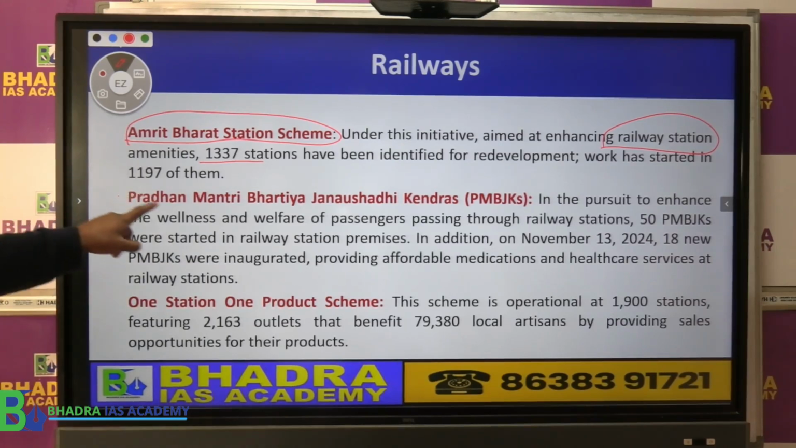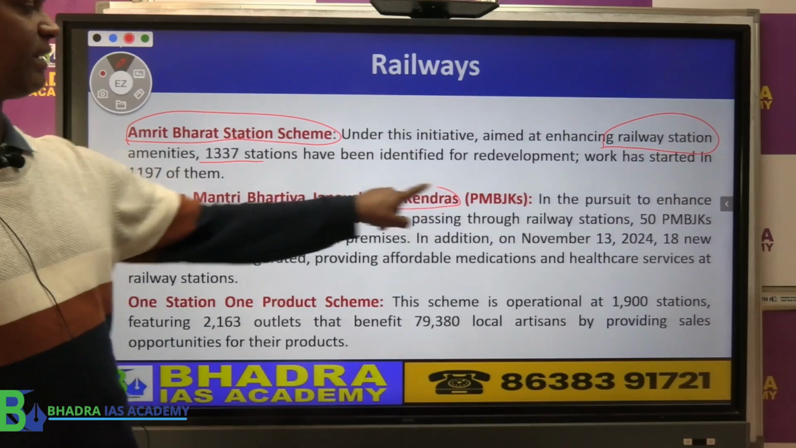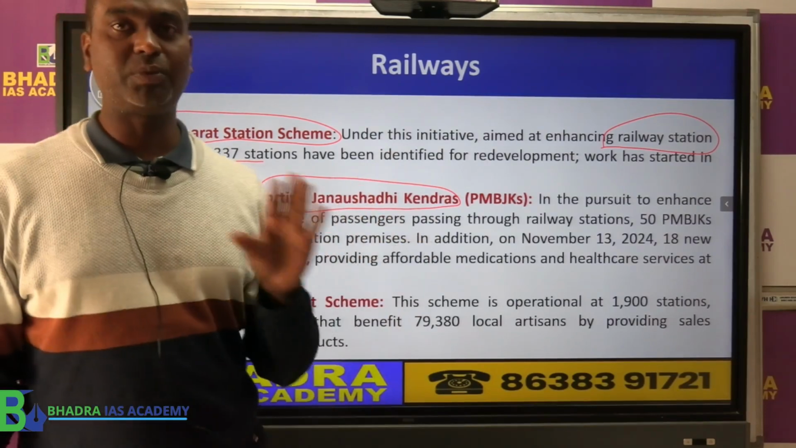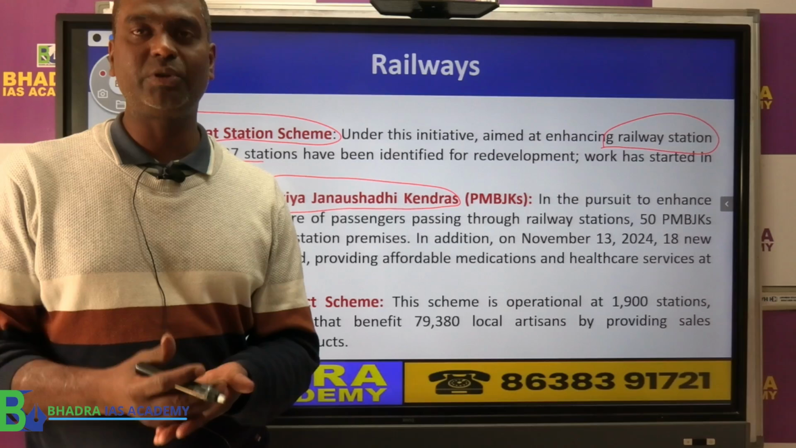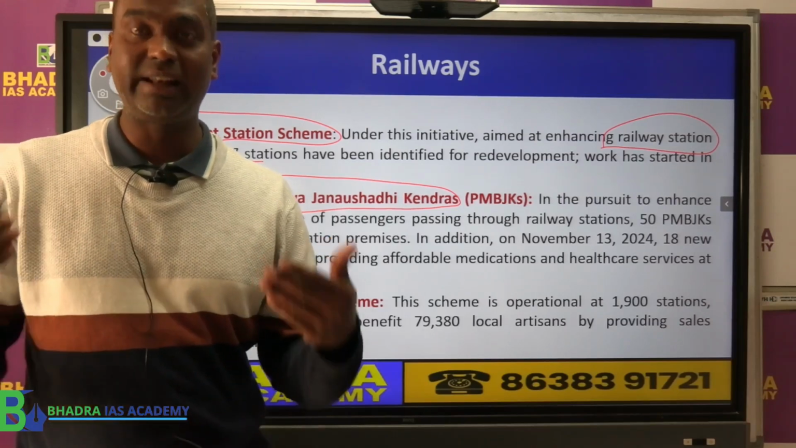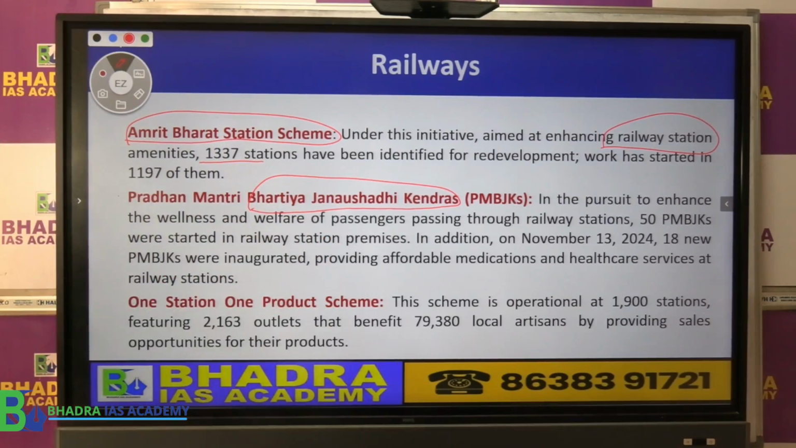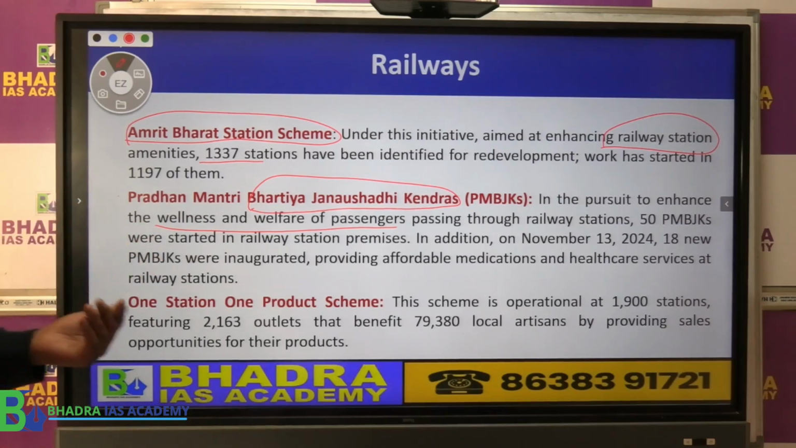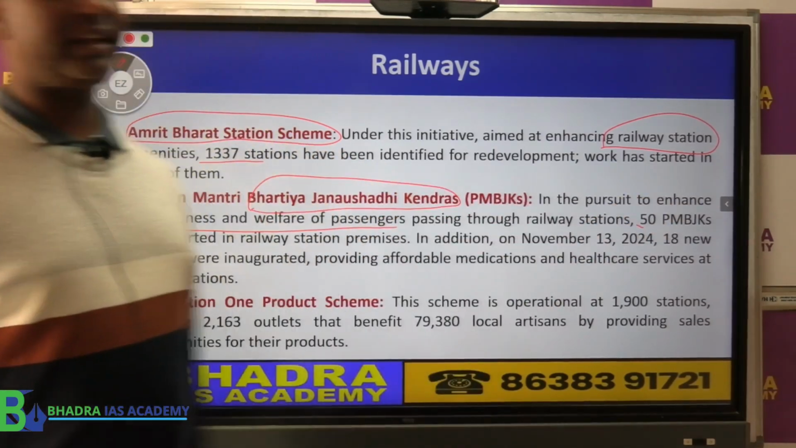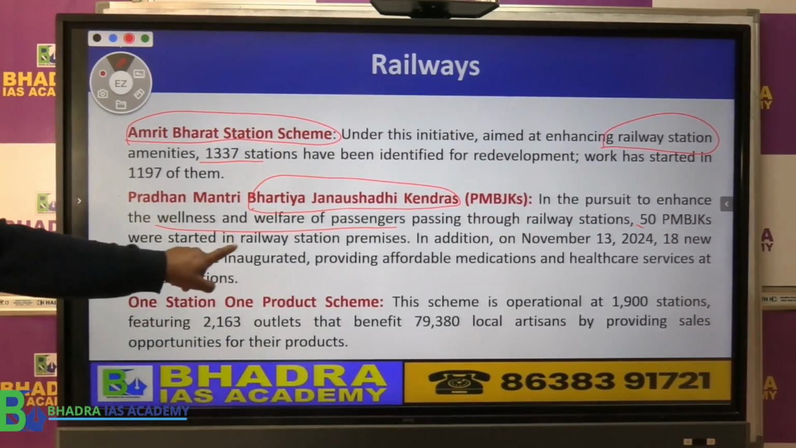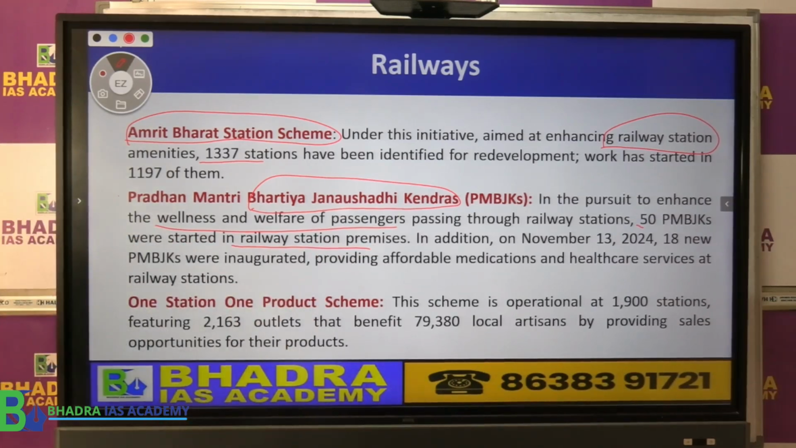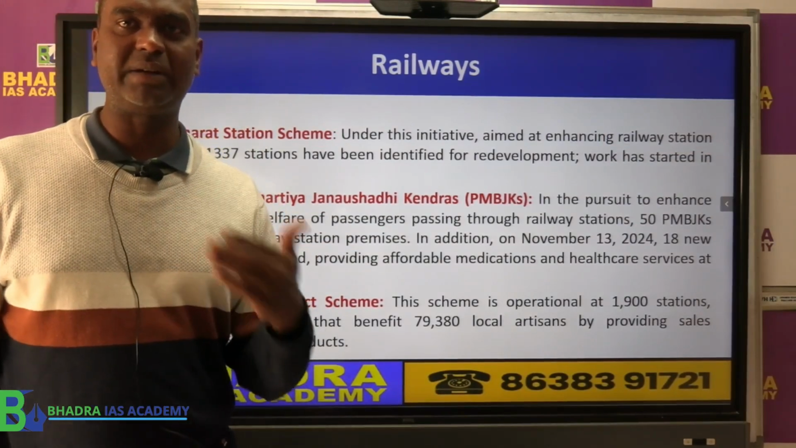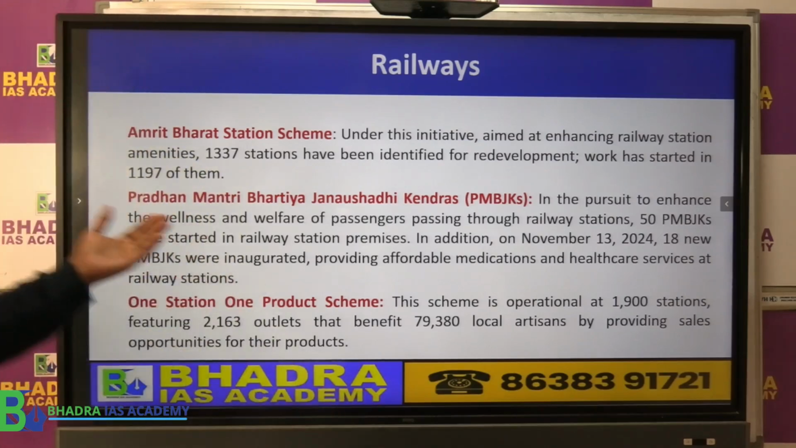Second one, Pradhan Mantri Bharatiya Jan Aushadhi Kendra, which is a general scheme where the government distributes medicine. But in the context of railways, they are now trying to distribute this medicine at a lower price even at the railway station. To provide wellness and welfare to passengers, the government is helping with 50 Pradhan Mantri Jan Aushadhi Kendras which started in railway stations. So this is a very interesting scheme, that means selling medicine even at the railway station at a lesser price.